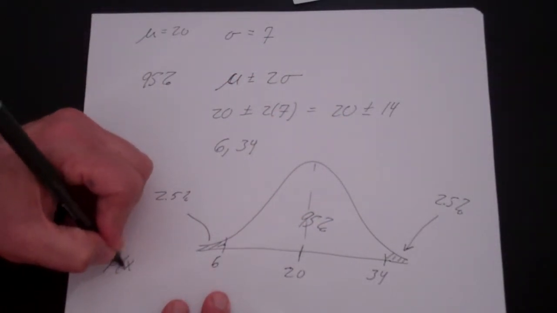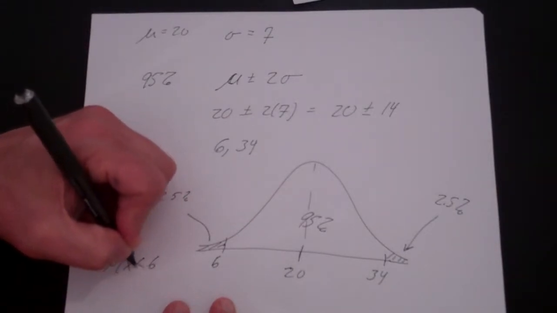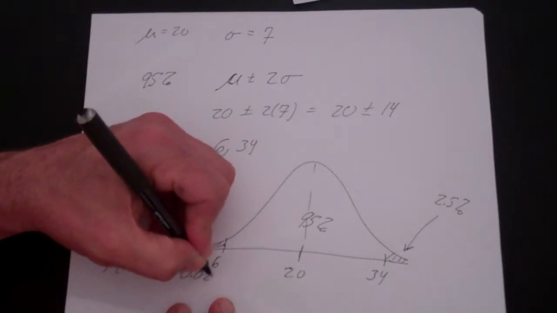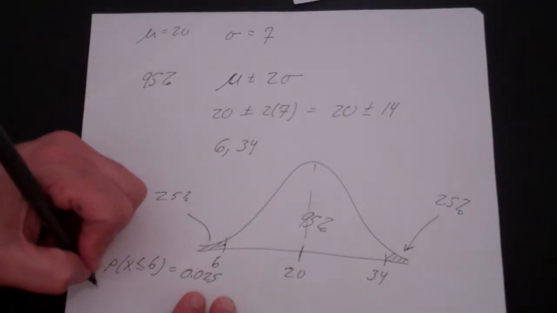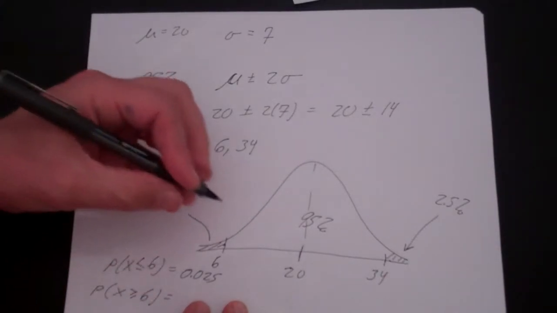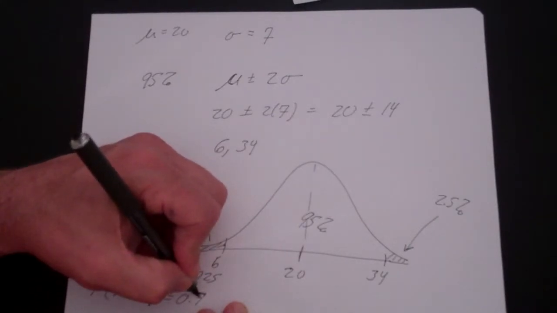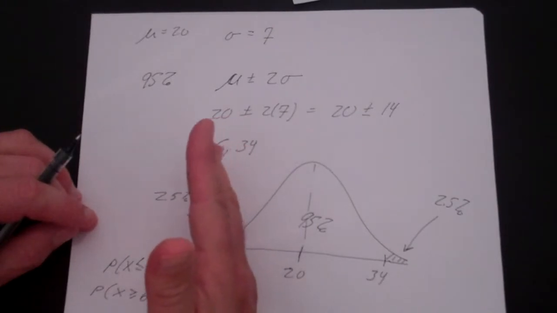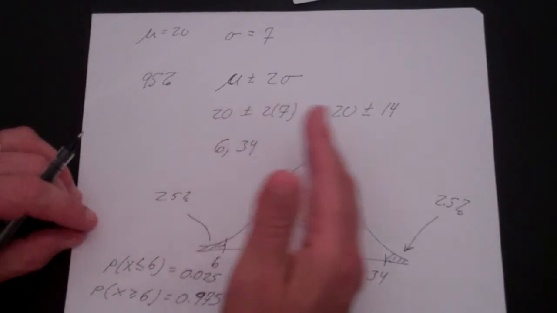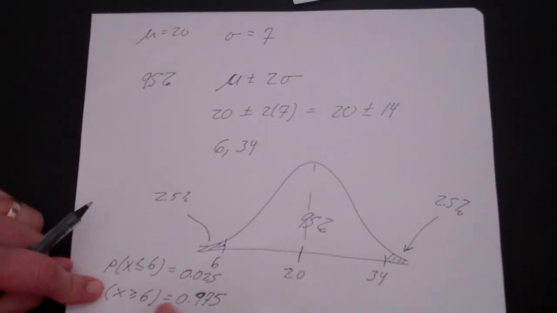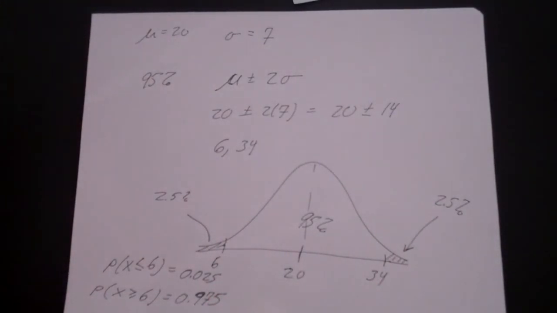So the probability that x is less than 6, or less than or equal to 6, would be 0.025 or 2.5%. The probability that x would be greater than or equal to 6 would be 0.975. You get that two different ways. One is if less than 6 is 2.5%, then greater than 6 would be 100 minus 2.5%. Or you could just say the probability of greater than or equal to 6 would be 95 plus 2.5, or 97.5. And that's how you apply the empirical rule.